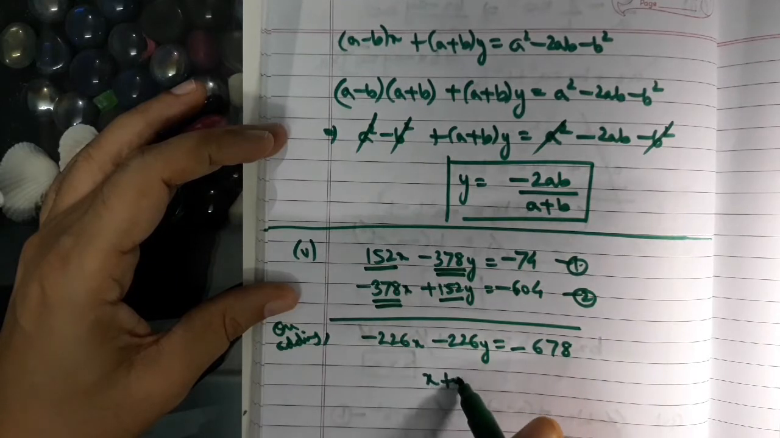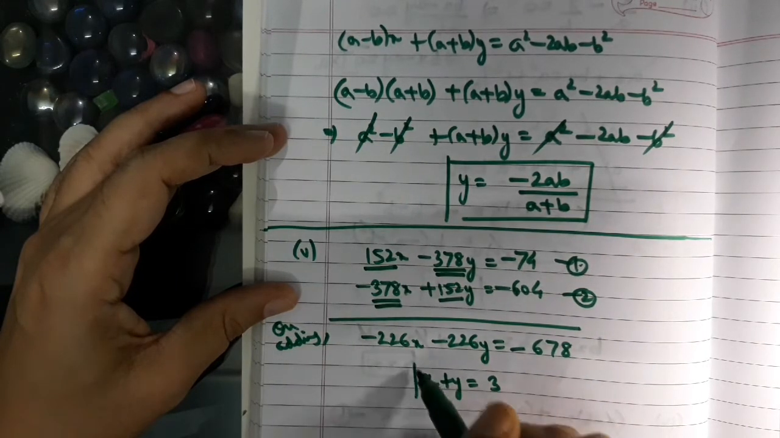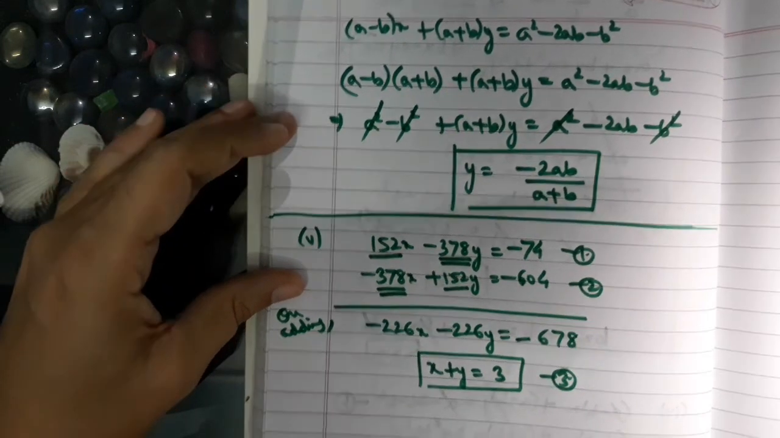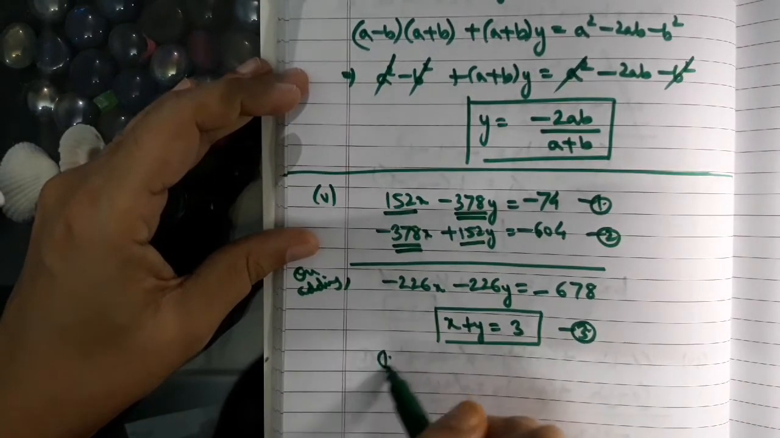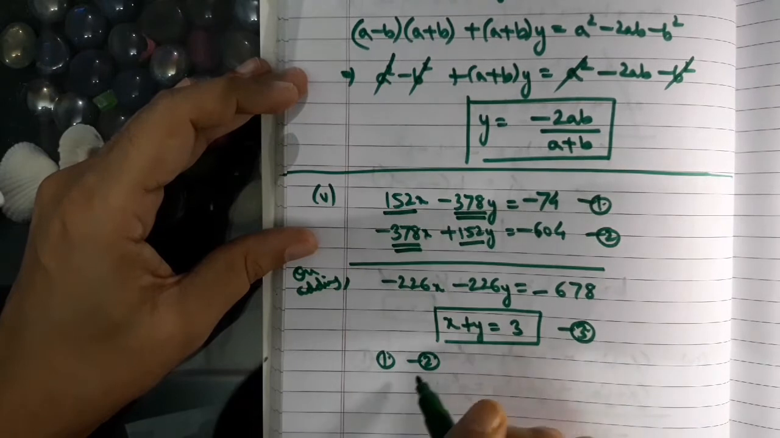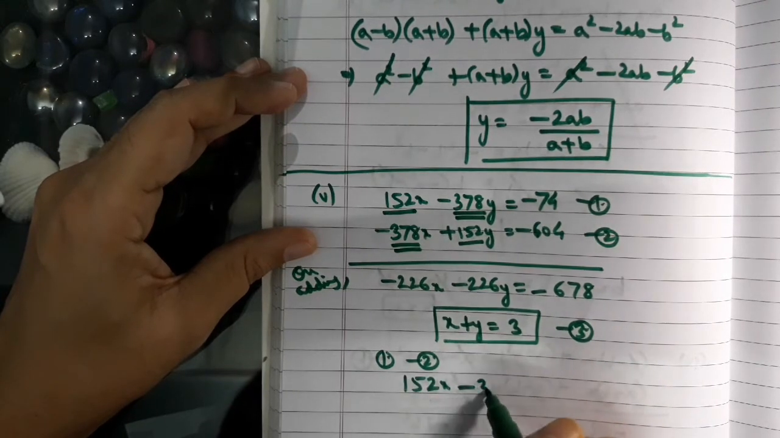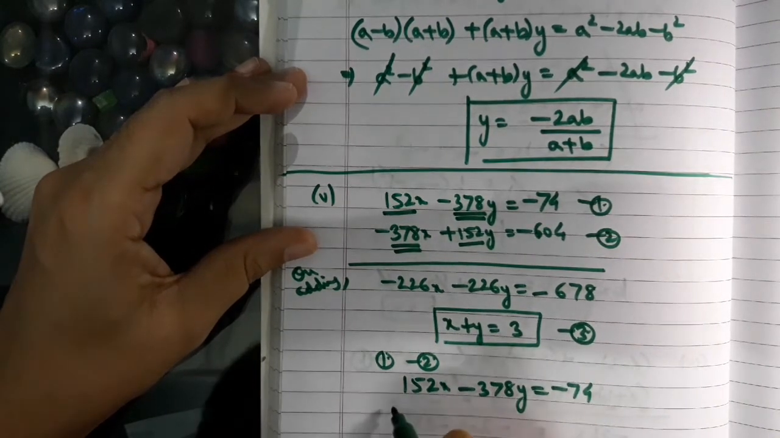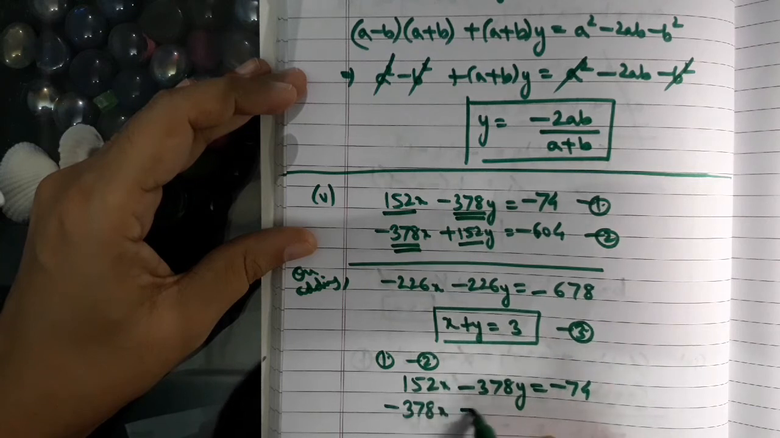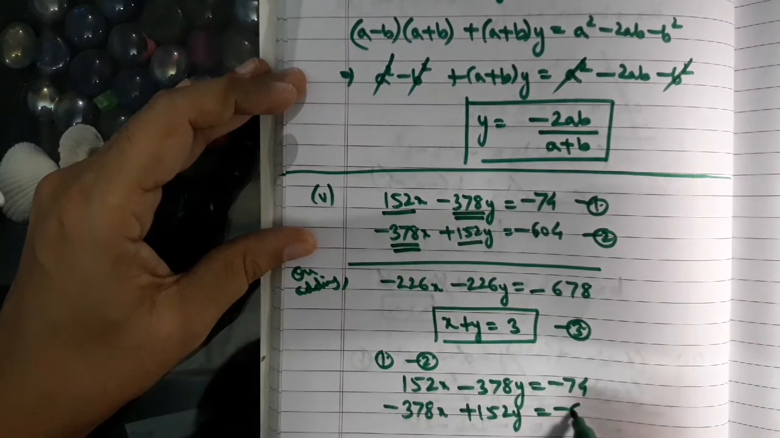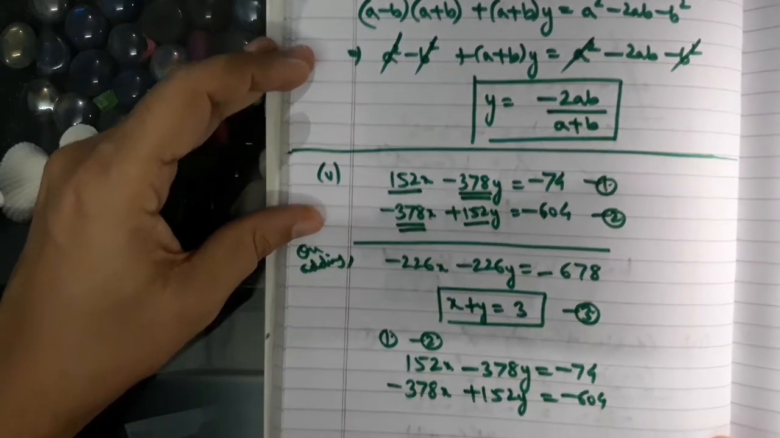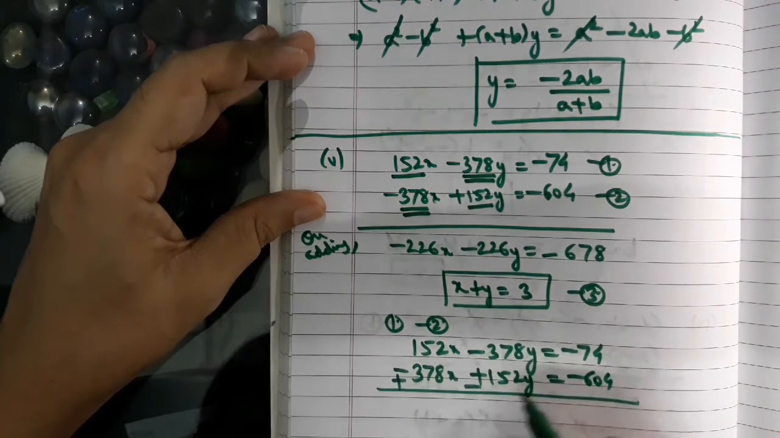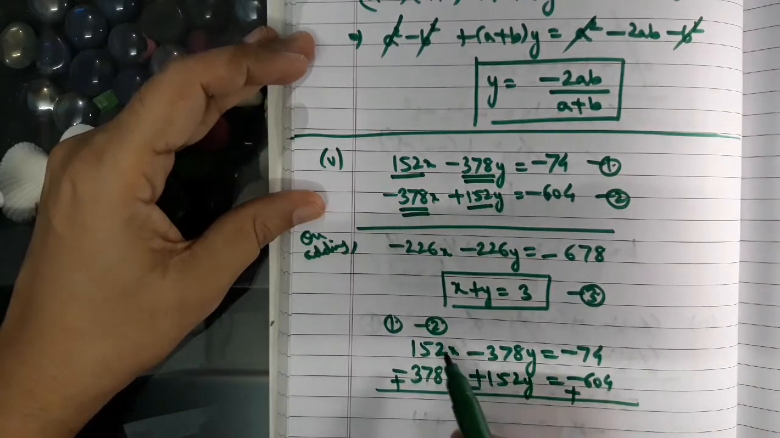So this becomes x plus y is equal to 3. This is a very simple equation that we have obtained. Now we will subtract equation 1 and equation 2. On subtracting, this is 152x minus 378y is equal to minus 74, and the other equation is minus 378x plus 152y is equal to minus 604. Let us subtract the two equations. So this becomes positive, negative, positive.